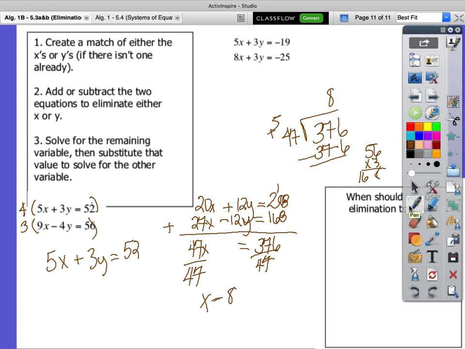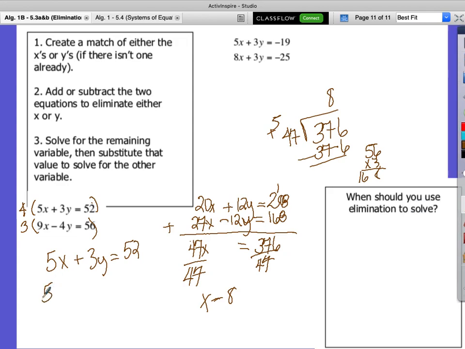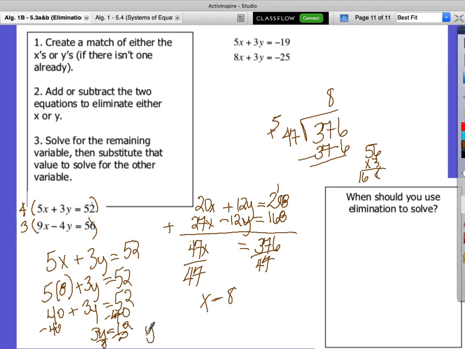I didn't get my 10 hours, 12 hours sleep last night. 5 times what? 40. 5 times what? 8. 3y, and yes, the product of 5 and 8 is 40 plus 3y. Next step. Subtract 40 from both sides. 12. 3y equals 12. Y equals 4, right? Do I have an ordered pair? Yes. Ordered pair is?